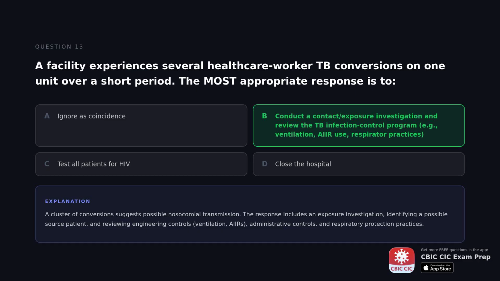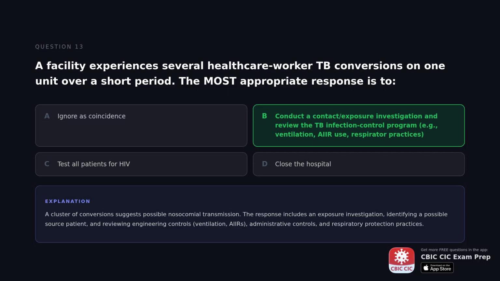The correct answer is, conduct a contact exposure investigation and review the TB infection control program, for example ventilation, IR use, respirator practices. A cluster of conversions suggests possible nosocomial transmission. The response includes an exposure investigation, identifying a possible source patient, and reviewing engineering controls, ventilation, IR, administrative controls, and respiratory protection practices.